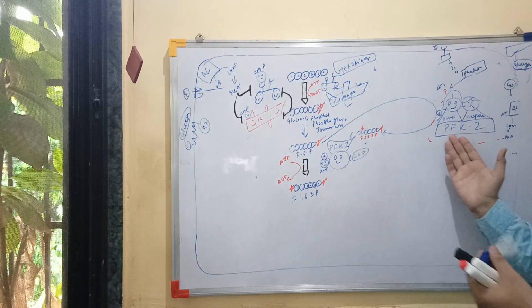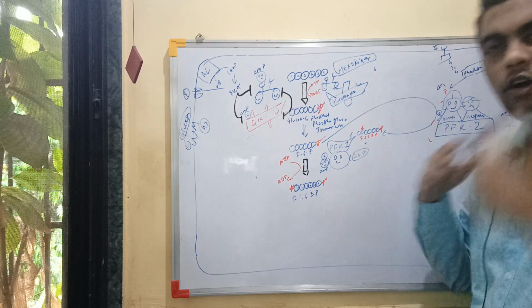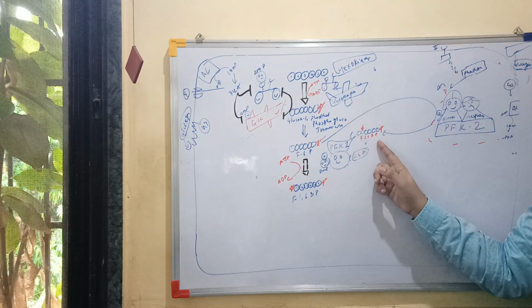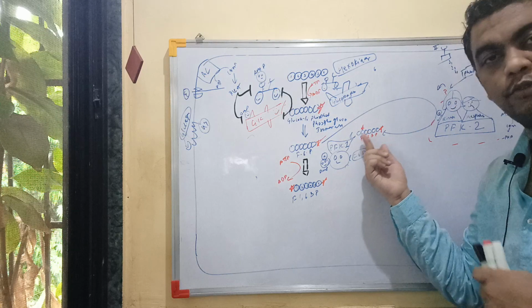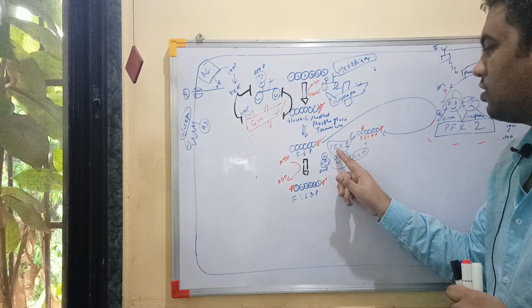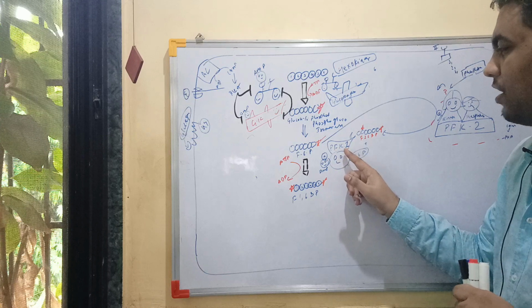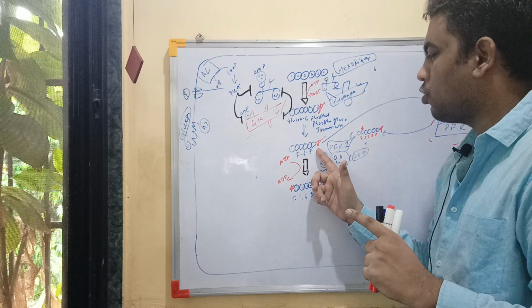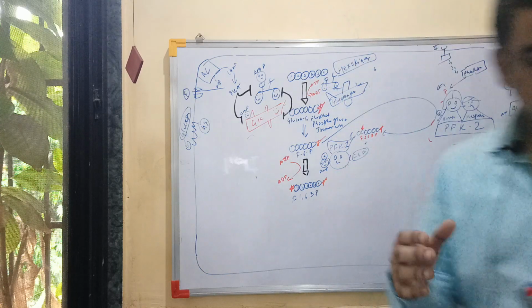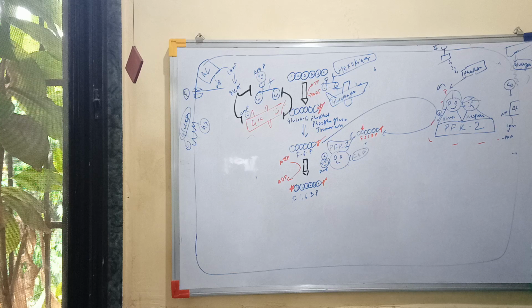And when the kinase is happy, what does it do? Kinase will convert fructose 6-phosphate to fructose 2,6-bisphosphate, and this fructose 2,6-bisphosphate can be a master activator of phosphofructokinase type 1, and it can make lots and lots of fructose 6-phosphate into fructose 1,6-bisphosphate. So are we understanding what we are saying?